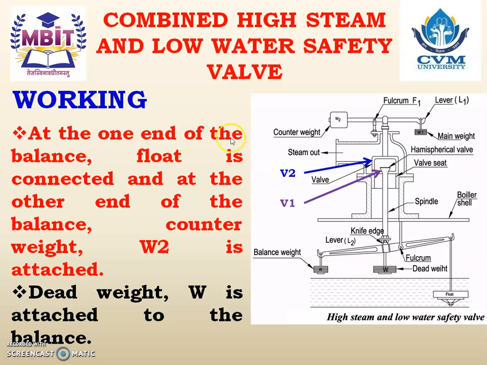At one end of the balance, a float is connected, and at the other end of the balance, counterweight W2 is attached. You just see this is a lever. So at one end one float is connected, and at the other end the balance weight is connected, that is W2. A dead weight is also attached to the balance. So this is a dead weight W that is also attached.